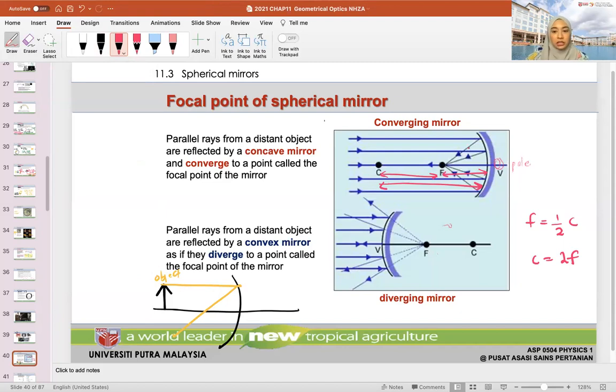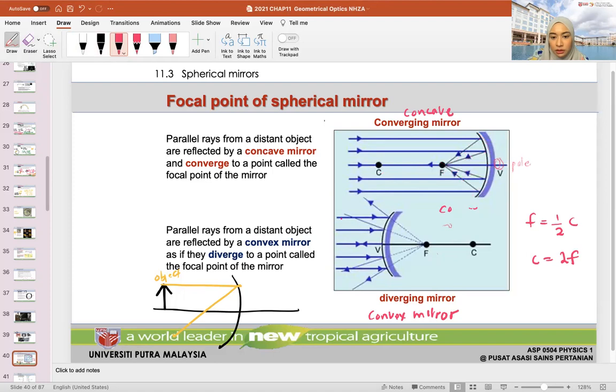So this is a converging mirror. Why? Because when it reflects the light, it is converging to the focal point. So this is called the concave. You see it's like a cave. It goes inward, it converges. It follows its shape. It reflects inward. Okay, so now we are talking about convex lens. Convex lens. Convex mirror. This is concave. Okay. So let's look at convex mirror.